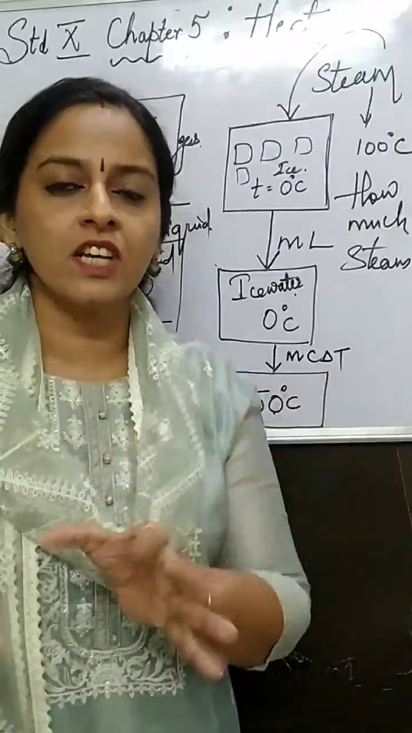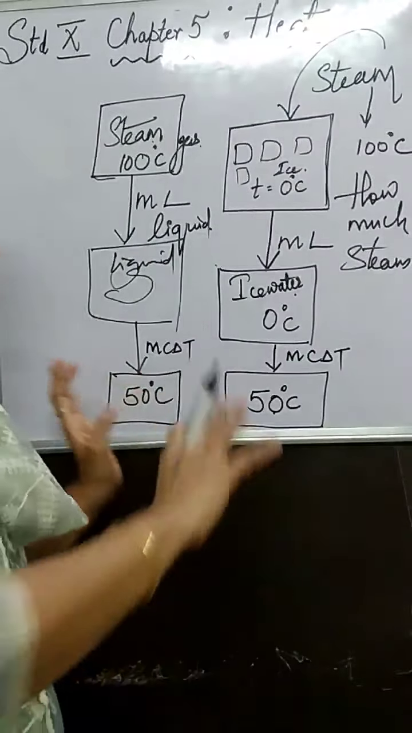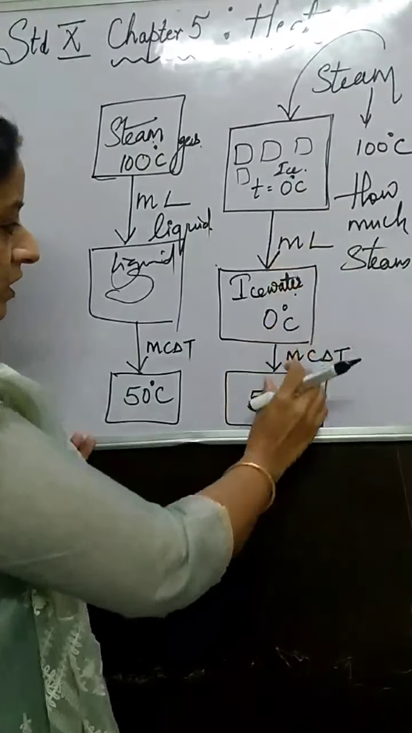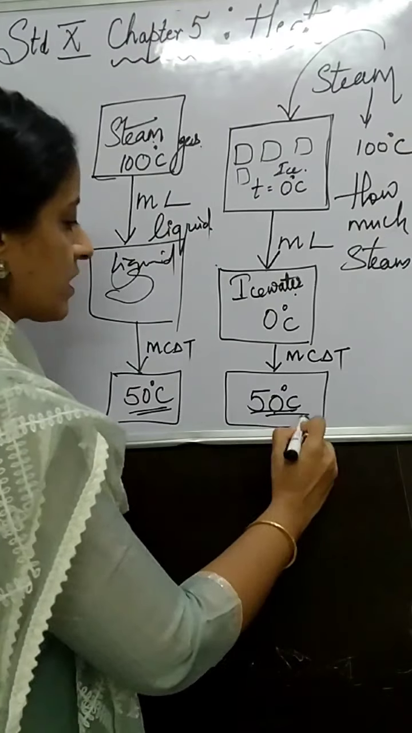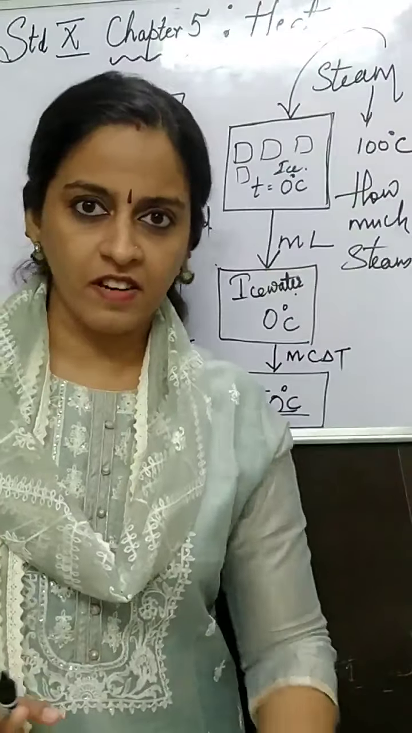till when will the heat exchange take place? Till all attain the same temperature. That is, this calorimeter, that is a pot, insulated pot, ice water, this water and the steam, all will attain 50 degrees Celsius. That is the question. We want the water to be at 50 degrees Celsius. It is given in the question.